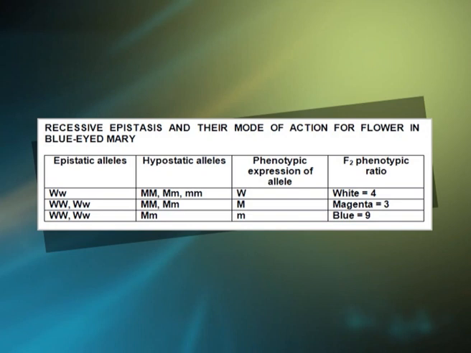In the first column, the epistatic alleles are given, second column represents hypostatic alleles, and the third column represents the phenotypic expression, and finally, the F2 phenotypic expression in the fourth column. In the first row, the epistatic alleles is capital W small w, and the hypostatic alleles are capital M capital M, capital M small m, small m small m.